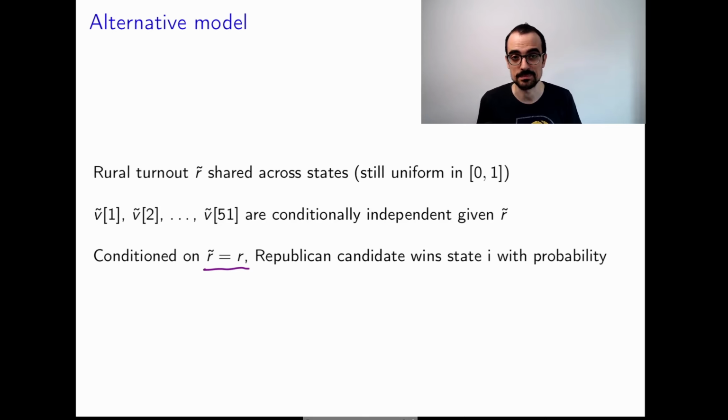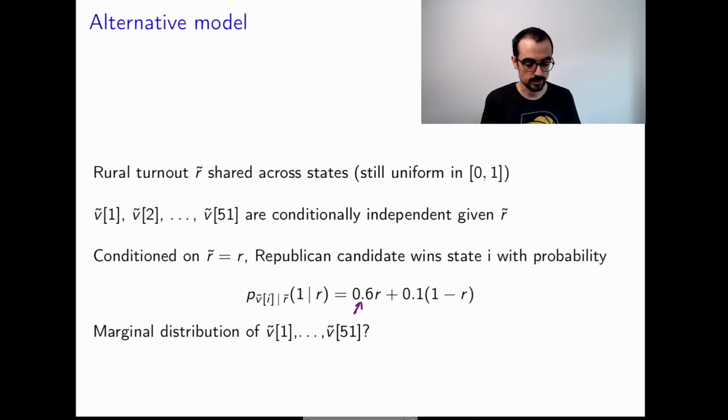So now, conditioned on a certain fixed rural turnout, the Republican candidate is going to win state i with the same probability as before. It's going to be 0.6, which is the fraction of rural voters that vote Republican, times the fraction of rural voters, plus the fraction of urban voters who vote Republican, which is 0.1, times the fraction of urban voters. So it's still the same.